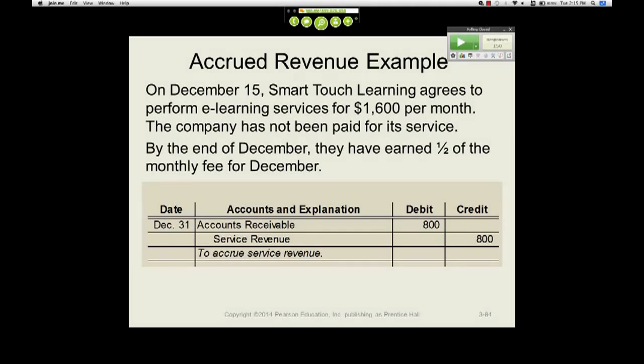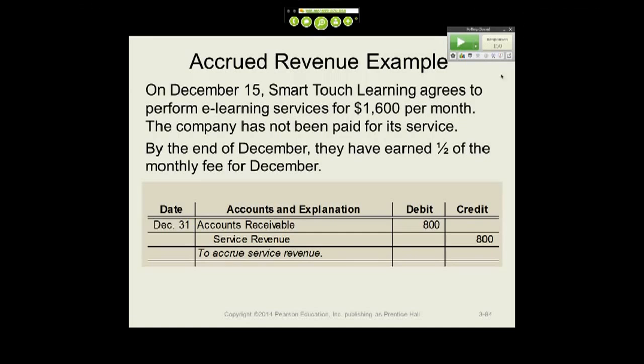All right, so let's go to the example. This is on, bring that up for you. Everyone okay with this? You need any more time, or you have any questions on that? Okay. On the example, it tells you that Smart Touch Learning agrees to provide e-services for $1,600 per month, but it has not been paid for its services. At the end of December, it actually found out that it provided one half of the services. So very simply, what do you do? You debit the accounts receivable and credit service revenue.